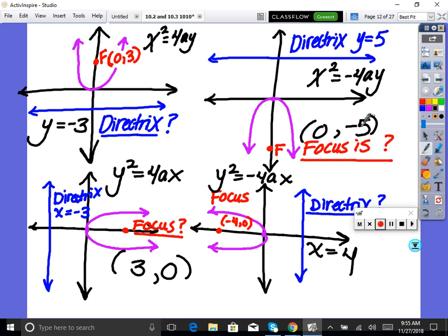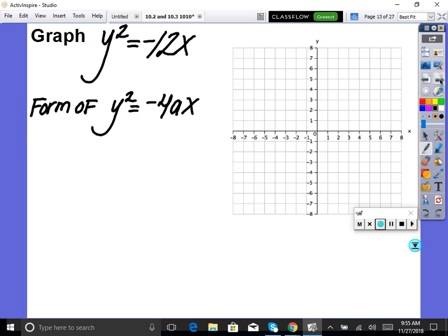All I'm going to say is graph, and notice the reason we're learning it like this is because, look, it's the equation y squared equals negative 12x. So it has this form. You're not going to be told it has this form. That's me giving you a side note. So you're only going to be given graph y squared equals negative 12x. And you're going to have to recognize that it has this form: y squared equals negative 4ax.